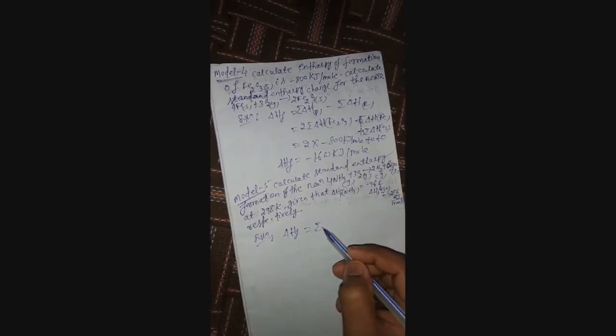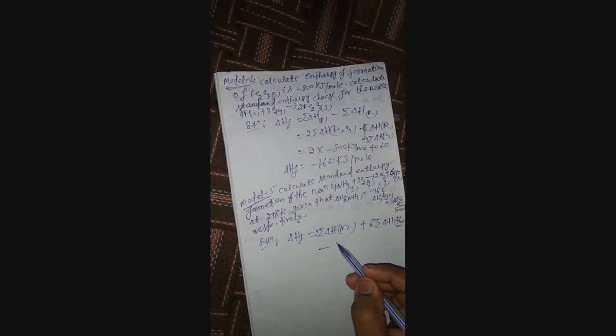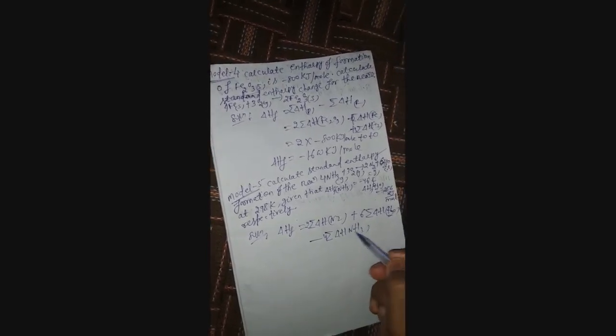पहले हम प्रोडक्ट साइड को लिखेंगे. प्रोडक्ट साइड में क्या है? 2 into del H N2 plus 6 into del H H2O, minus 4 into del H NH3 plus 3 del H O2, the summation of del H for the reactants.